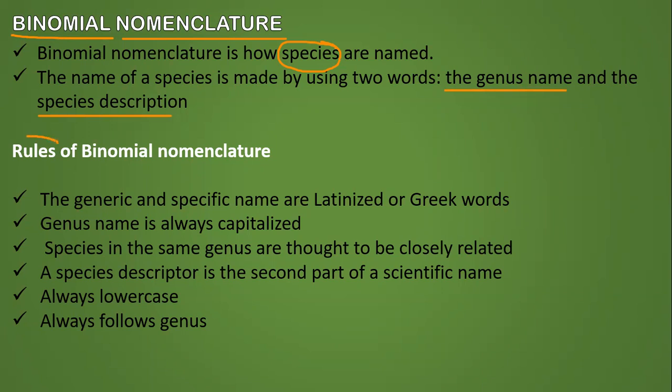Next we are going to look at the rules of binomial nomenclature. The NEET aspirants may be thinking that we are not going to write any board exam, so there is no need to study these rules by heart. But this is a previous year NEET MCQ from 2018. Rules of binomial nomenclature: the generic and specific names are always in Latin. Greek we won't accept; in certain words you can use Greek as well, but mostly if the question demands, you have to write that the generic and the specific names are always in Latin.